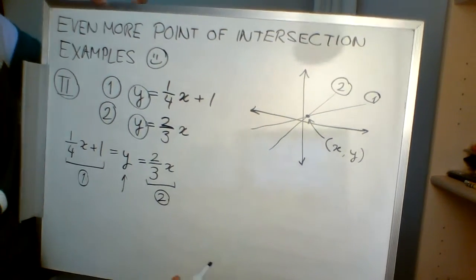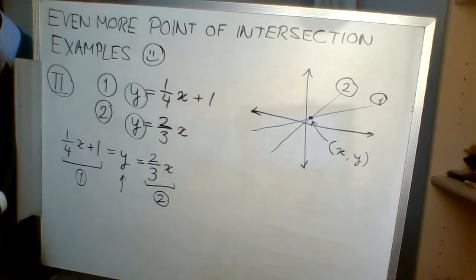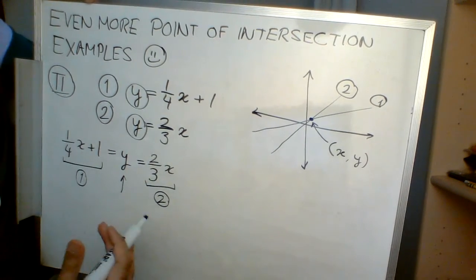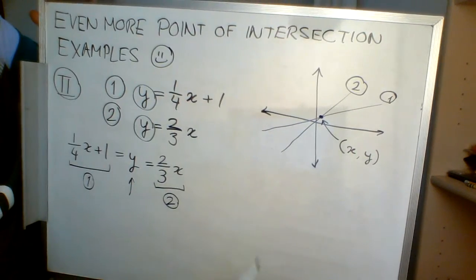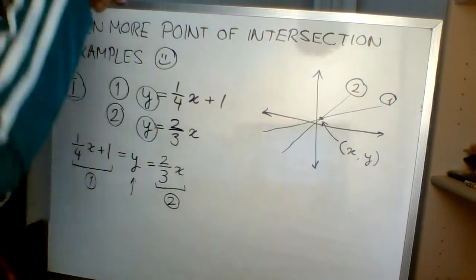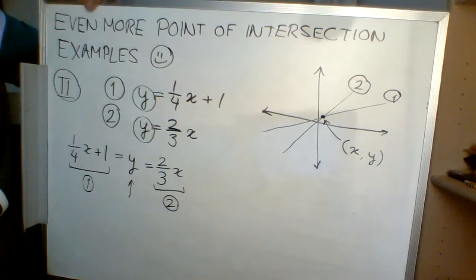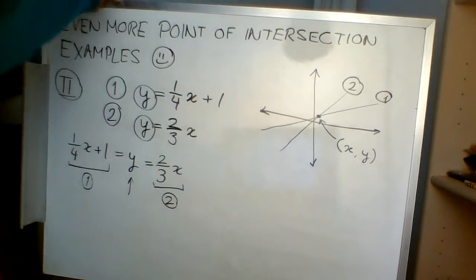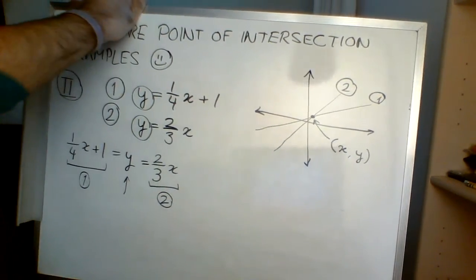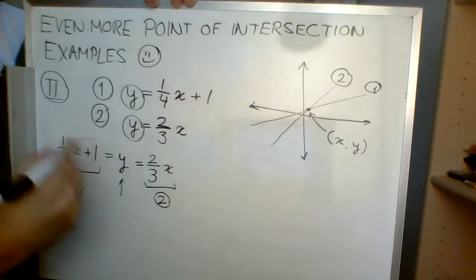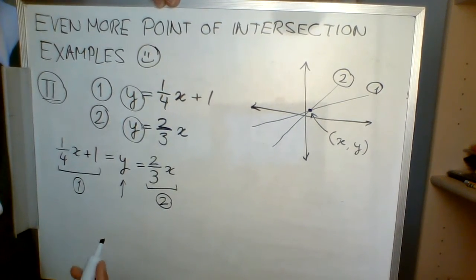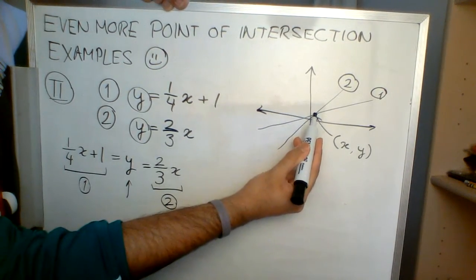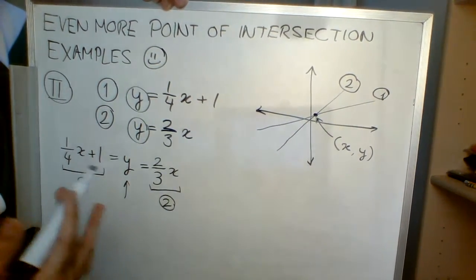Now the other thing about the point of intersection is it's not just the y coordinates that are the same, the x coordinates also have to be the same as each other, right? So the x coordinate for line 1 has to be the same as the x coordinate for line 2 at the point of intersection. So when we're trying to solve this equation, we should be getting one value for x, and that value for x is going to be the x coordinate of the point of intersection, and it works for both lines.